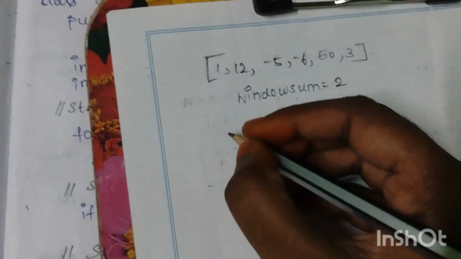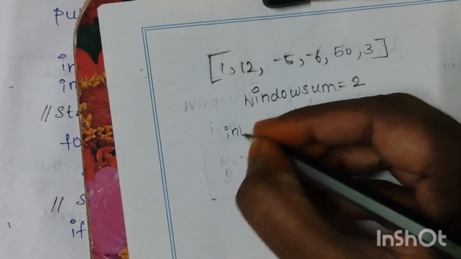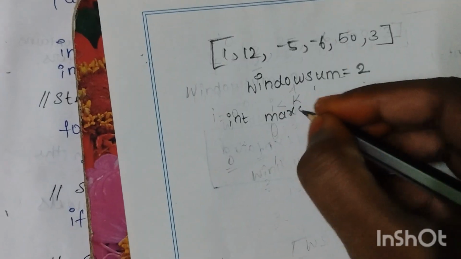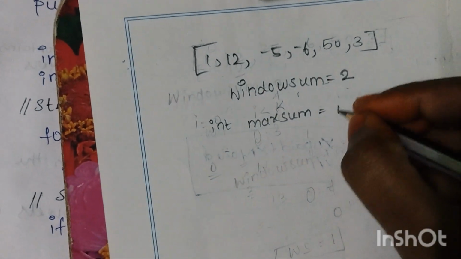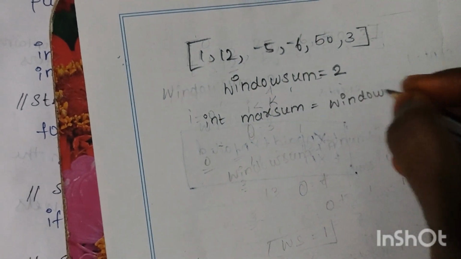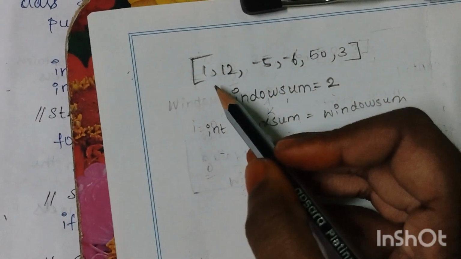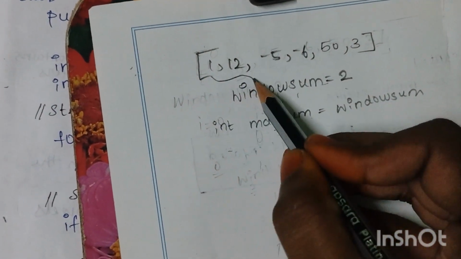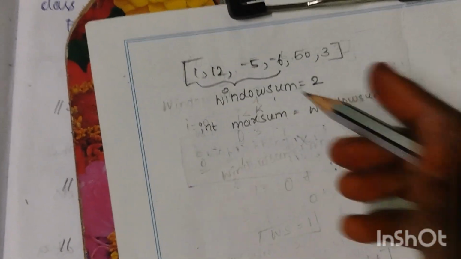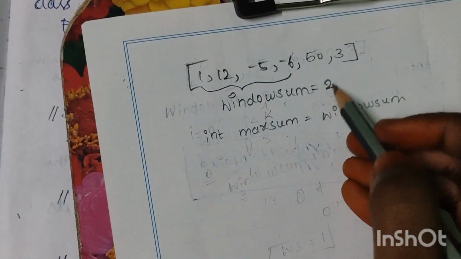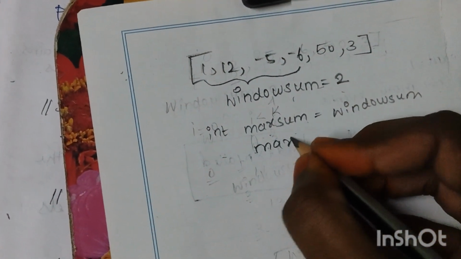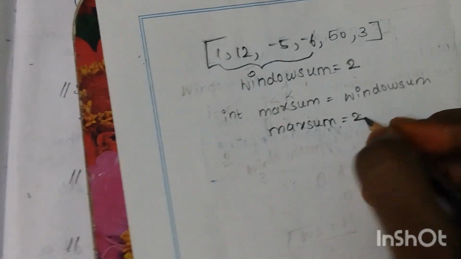So we are setting int maximum sum is equal to window sum. We are initializing the maximum sum as the window sum of the first subarray. So the window sum of the first subarray is 2. So maximum sum is equal to 2.